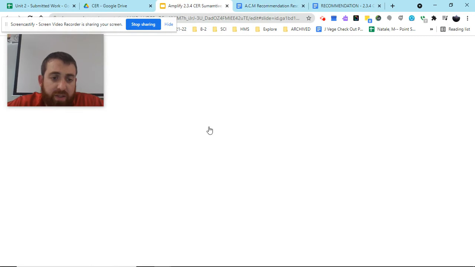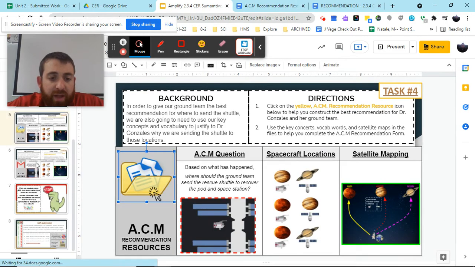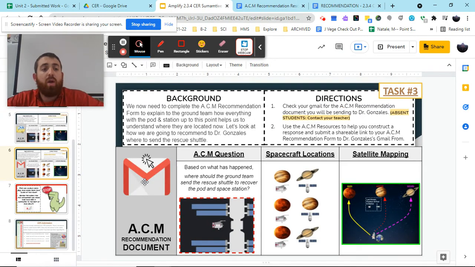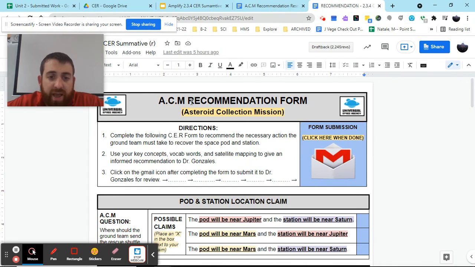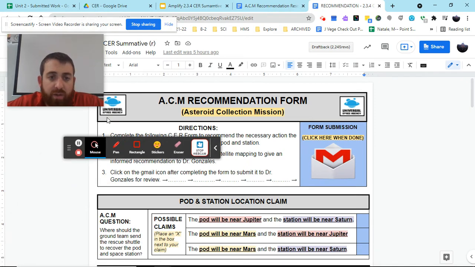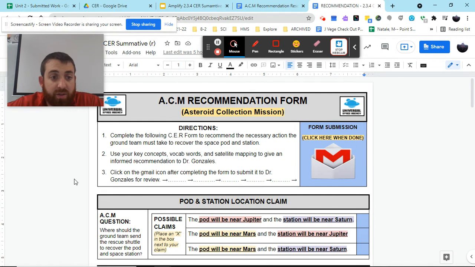Now, you're going to be sent an email that's going to help you write this recommendation. It's going to help you answer this question. It's going to help you choose what's the best location using the map and your resources. That document's going to look like this. This is the ACM recommendation form that we're going to be using for Dr. Gonzalez to recommend where to send the shuttle and pod.